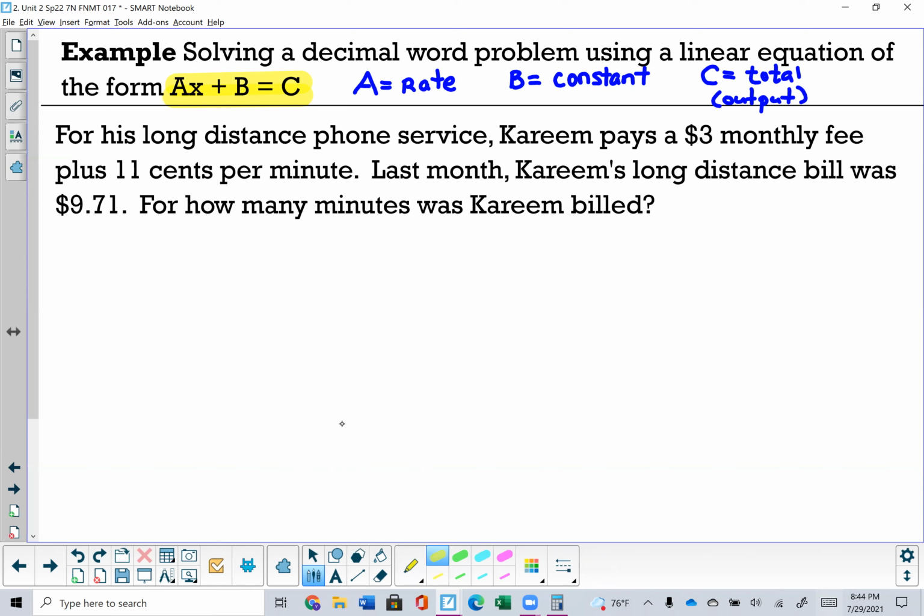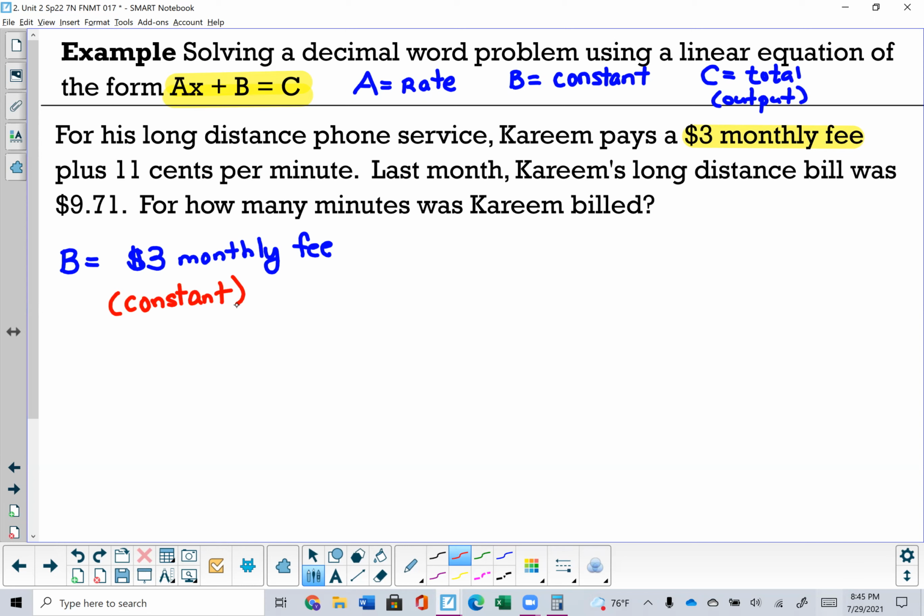So starting with, we saw a $3 monthly fee. So that is what we're calling this constant, b, the $3 monthly fee. Right? This is a constant. Regardless of how many minutes Kareem uses the phone service, this $3 fee is just a one-time fee.